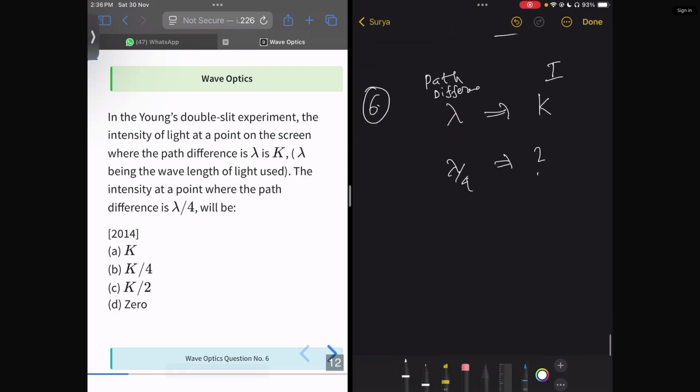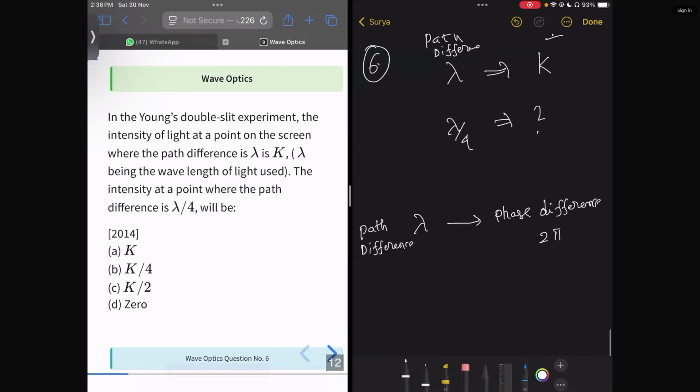For a path difference of lambda, the phase difference will be 2 pi radian. So for lambda by 4, the phase difference will be pi by 2 radian.